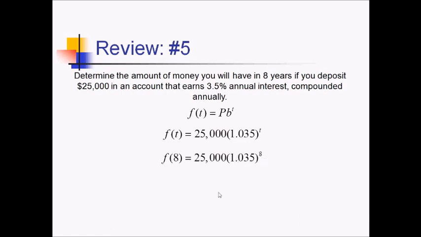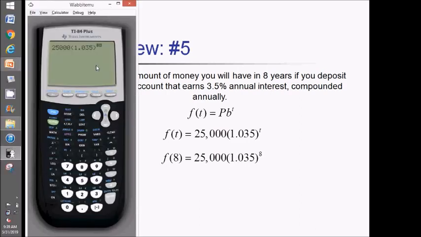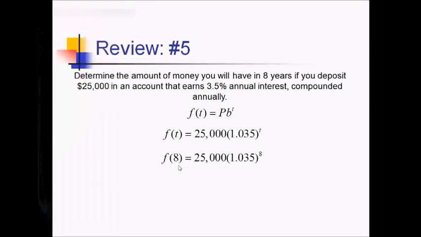So plugging in 8, let's see what we get on the calculator. There we are on the calculator, and it looks like we're going to end up with $32,920 and approximately 23 cents if we round off to the nearest cent.